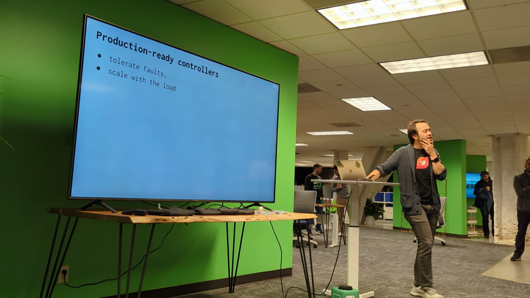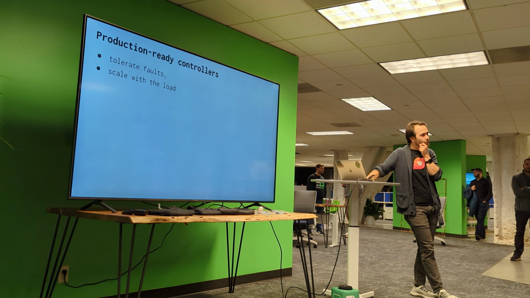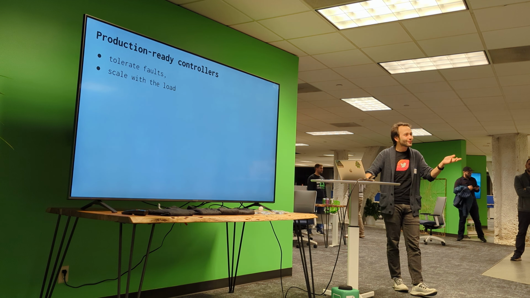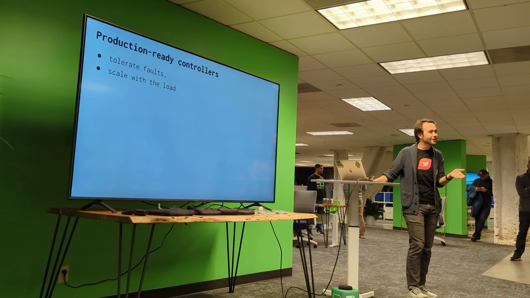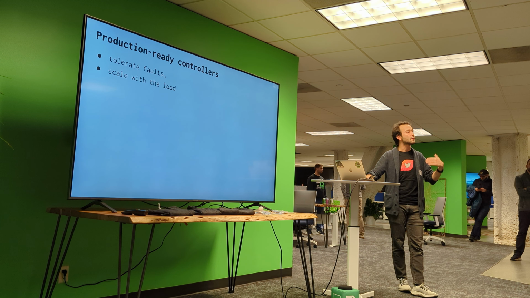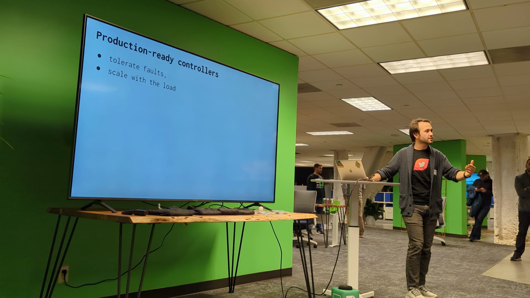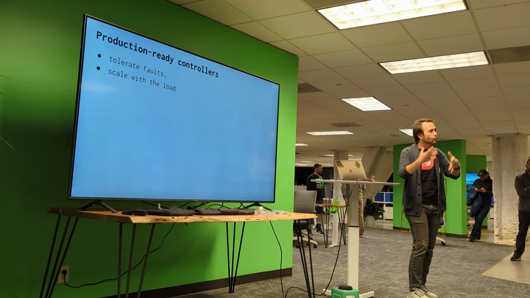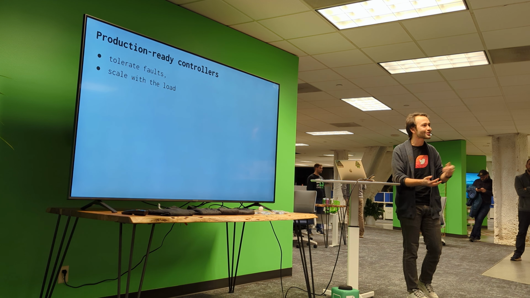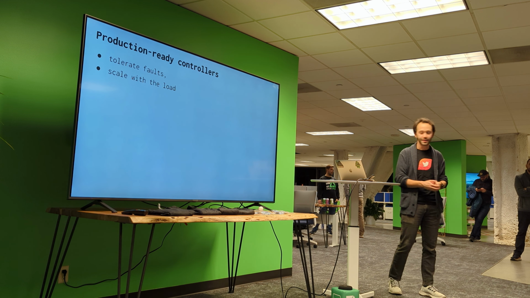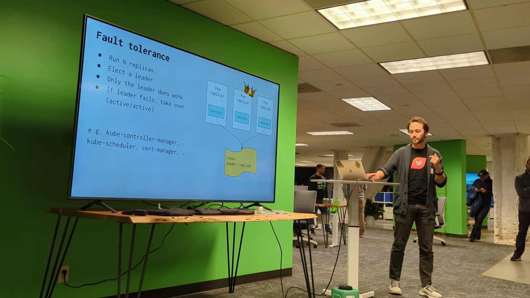So now let's talk about what makes a controller production ready, right? Number one, you gotta tolerate faults. The machine can fail, your controller probably should still continue to work. And number two, as the task load increases, like let's say you're running jobs and you now want to run 10,000 jobs. Does it actually scale to 10,000 jobs on a single cluster? I think that's a very valid question.